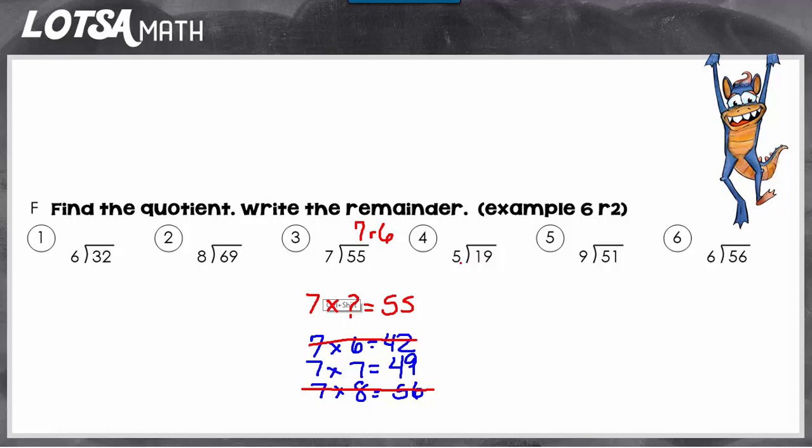So let's look at number 4. Here we have 19 divided by 5. So I'm going to ask myself, 5 times what equals 19? Well, I know that 5 times 4 is 20, and that's too high. So it's not going to be 5 times 4. Let me try 5 times 3. So 5 times 3 is 15. So I know that my quotient is going to be 3, but the difference between 15 and 19 is 4, because 19 minus 15 is 4. So my answer is going to be 3, remainder 4.